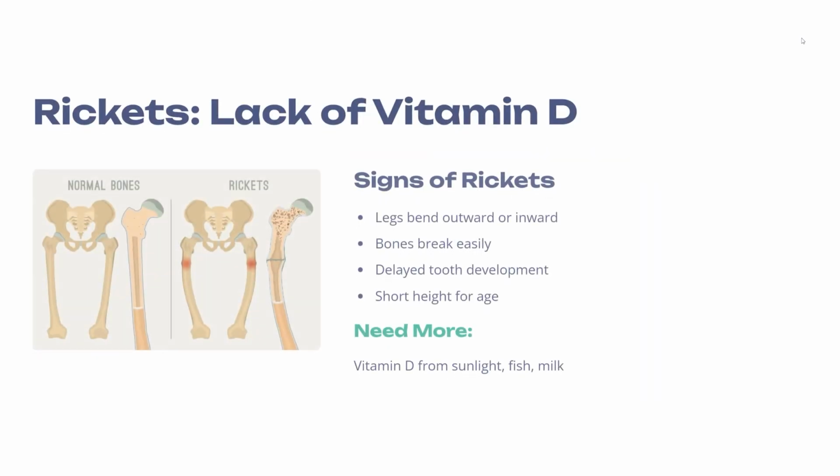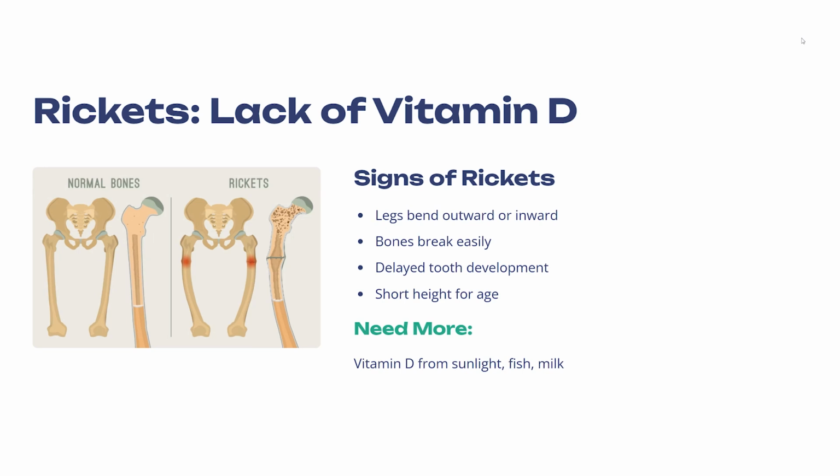Next is rickets, which is caused by a lack of vitamin D. Children with rickets often have weak, bent legs or bones that break easily. Sometimes their teeth come in late, and they may be shorter than normal for their age. To prevent rickets, children need sunlight, fish, and milk because those give vitamin D.